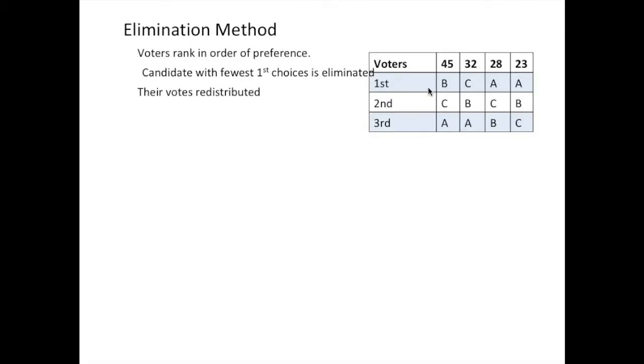Then we have the elimination method. Voters rank in order of preference again. The candidate with the fewest first choices is eliminated. Then their votes are redistributed. Who has the fewest first choices?